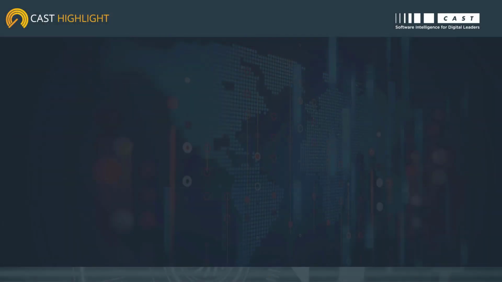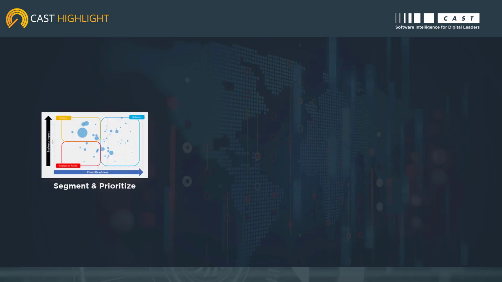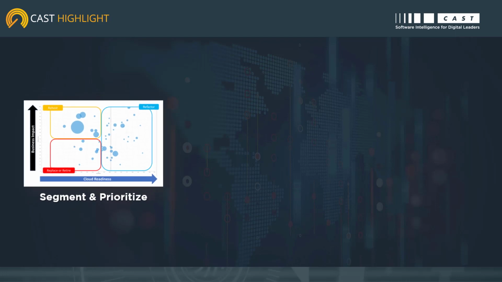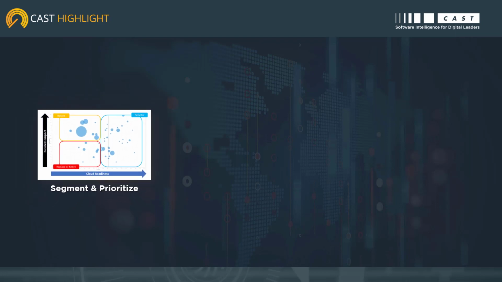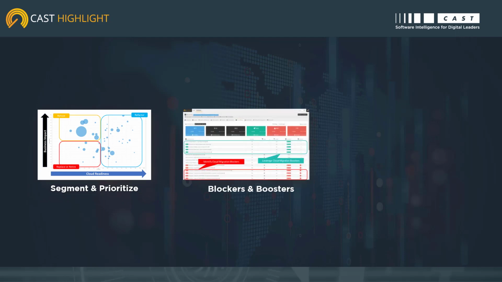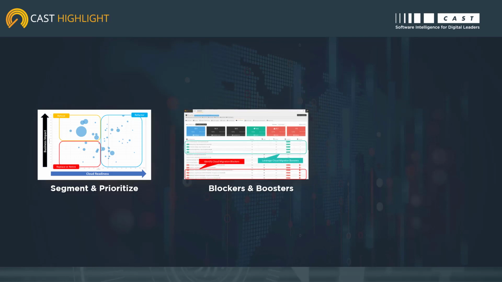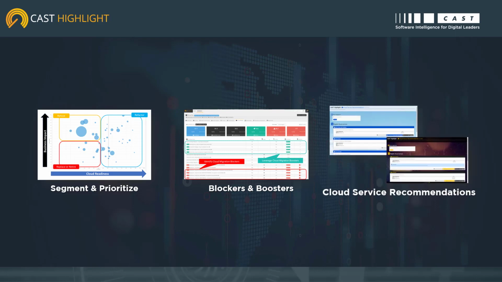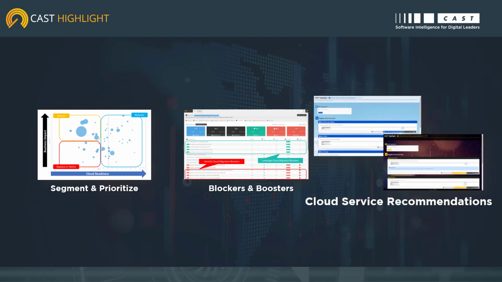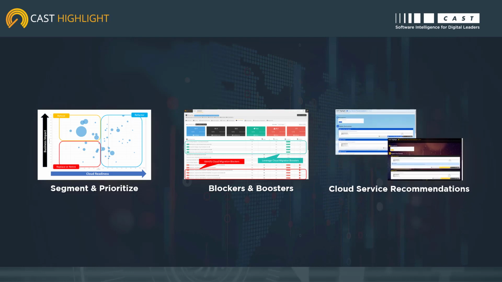In summary, Cast Highlight helps accelerate cloud migration by rapidly assessing an entire portfolio of hundreds of applications in a matter of days to segment and prioritize them and start building that roadmap to the cloud. It enables you to drill into each individual application and uncover blockers and boosters and identify specifically what needs to be done to each application to make it ready to be migrated to the cloud. And it provides specific cloud service recommendations on Azure and AWS so that your application can start taking advantage of innovative cloud-native services sooner.